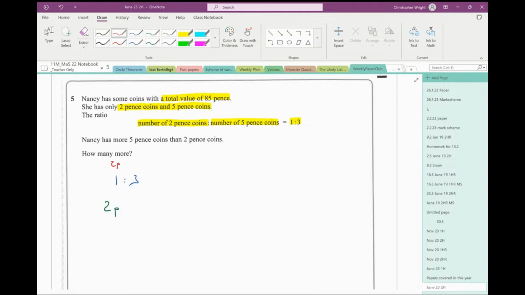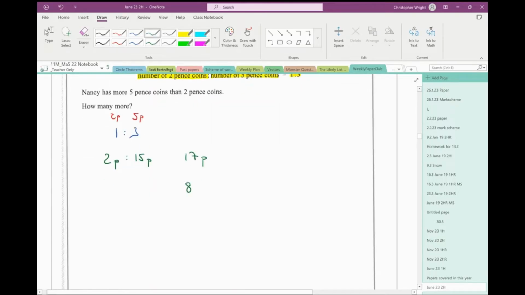And these ones here are 5 pence coins. So 3 5 pence coins worth 15 pence gives me a total of 17 pence. Now, she has a total value of 85 pence, so I'll write that down here. Now I wonder what that has been multiplied by. 85 divided by 17, that's been multiplied by 5.